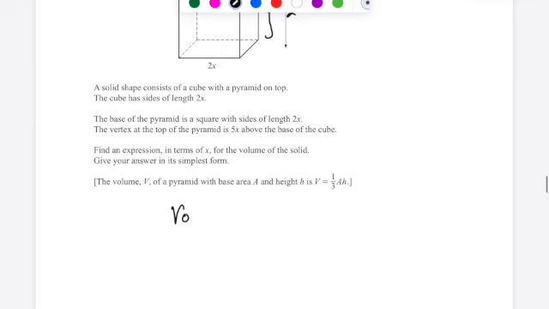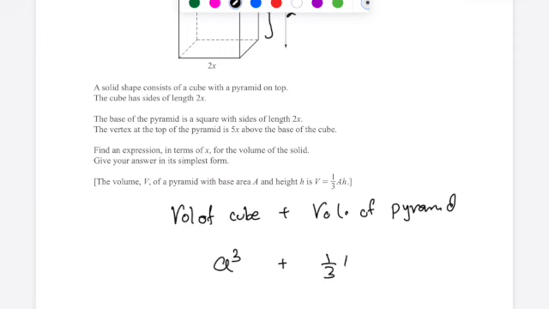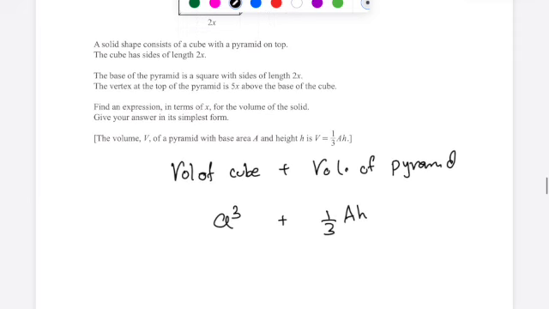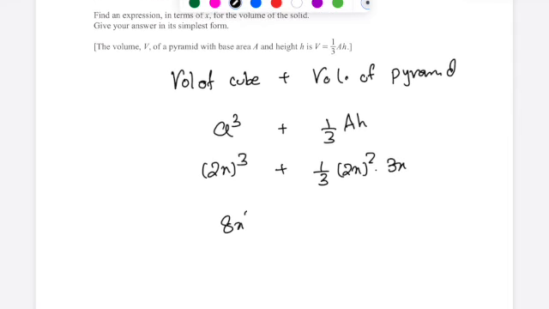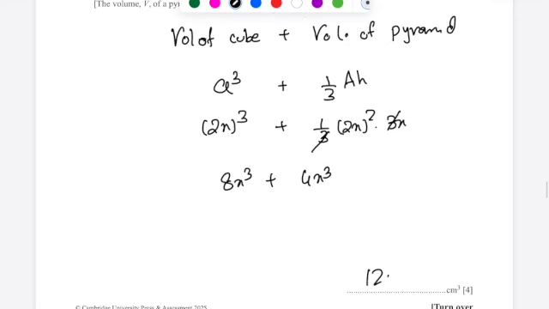So volume of the solid equals volume of cube plus volume of pyramid. Volume of a cube is side cube plus 1 upon 3 area of the base times height. Side is nothing but 2x whole cube plus 1 upon 3 area of the base, 2x whole square, times height 3x. So it becomes 8x cube plus, 3 gets cancelled, 4x cube. So which is going to be nothing but 12x cube.